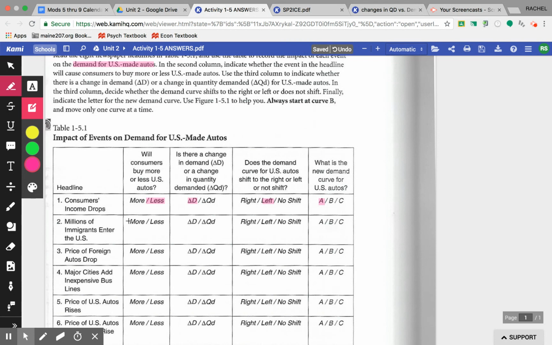All right, millions of immigrants enter the US. We're going to have more demand. Again, a shift in demand, but now because it's more, it's going to be a shift to the right, which means that the new curve is C. Price of foreign autos drop. That's going to be less demand for US cars. It's going to be a shift in the demand. Since it's less, it's going to be left. If we're shifting left, that means it's A.